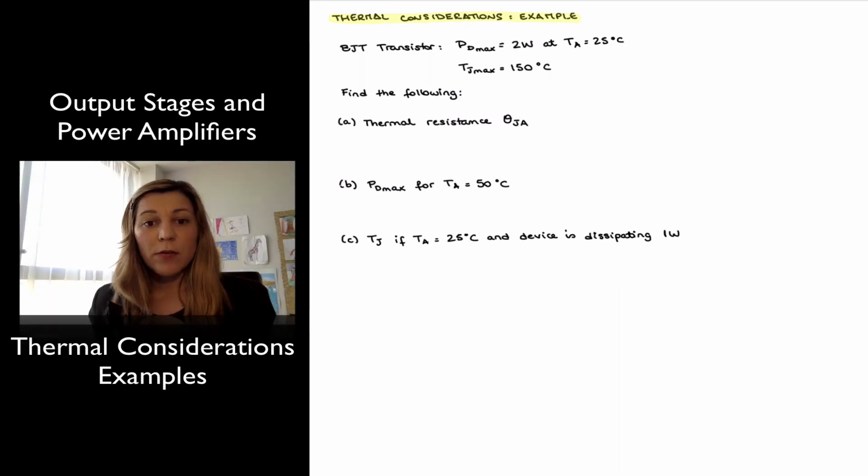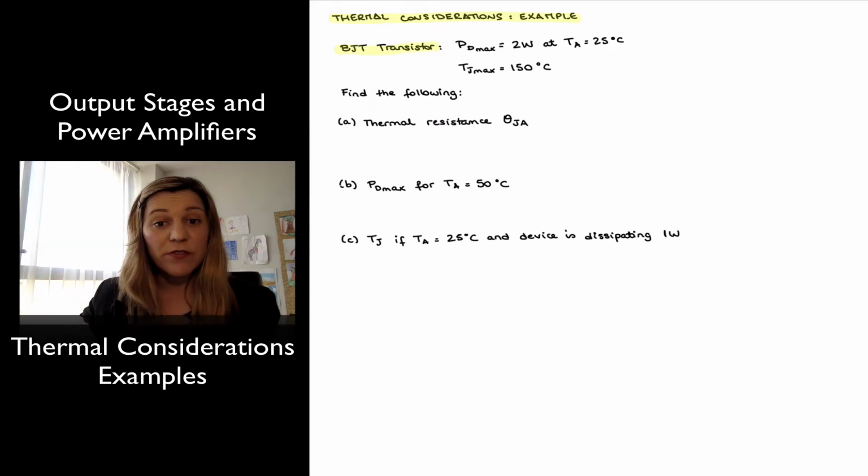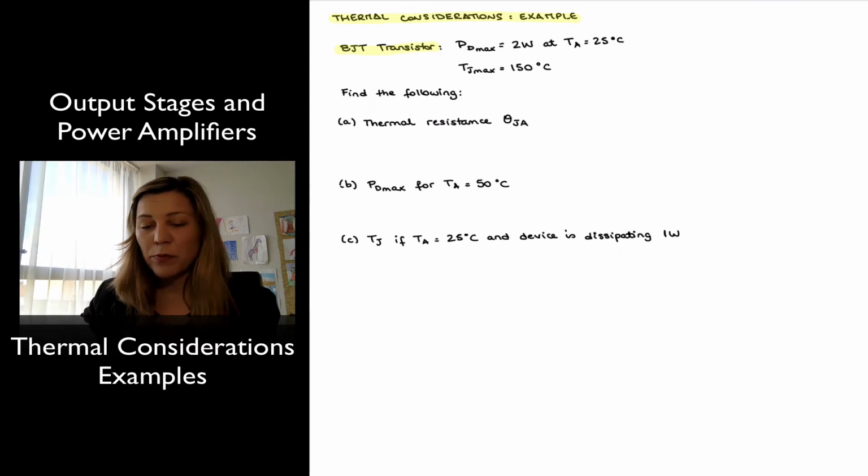Let's take a look at some example exercises on how to calculate the thermal considerations for a particular design. Let's imagine that I have a BJT transistor with the following specifications. The maximum power dissipation is listed in the data sheet as being 2 watts at a nominal ambient temperature of 25 degrees C, and the maximum junction temperature comes specified in the absolute maximum table in the data sheet as 150 degrees C.